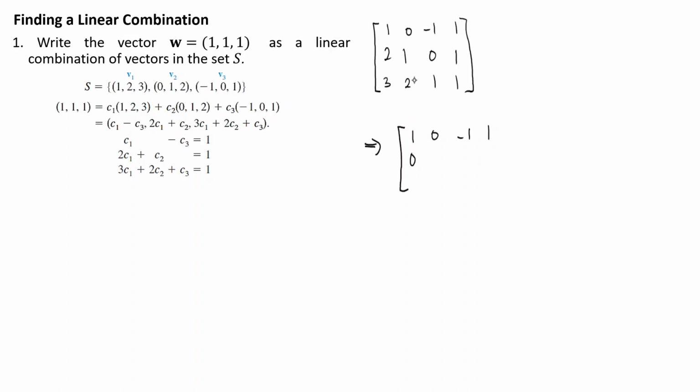Then we have 0. We multiply this by negative 2 plus 1, so that's 1. Multiply this by negative 2, so that's 2. And then multiply this by negative 2 and then plus 1, so we have negative 1.